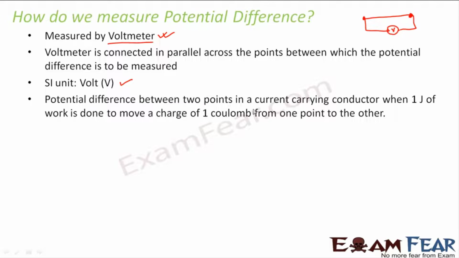Potential difference between 2 points in a current carrying conductor is 1 volt when 1 joule of work is done to move a charge of 1 coulomb from one point to the other point. This is how we define 1 volt. What is 1 volt? As per the definition in the previous slide, potential is nothing but work done per unit charge. So how do I define 1 volt? 1 volt is when 1 joule of work is done in moving a charge of 1 coulomb from one point to another. Then we say that the potential difference is 1 volt.